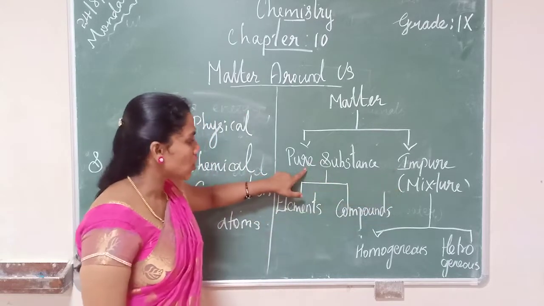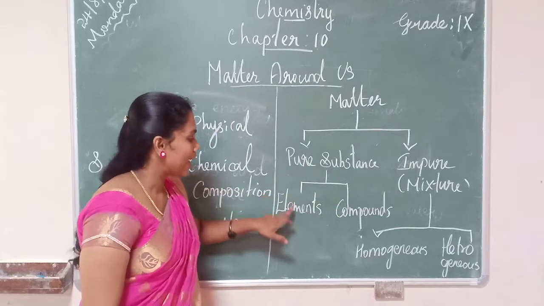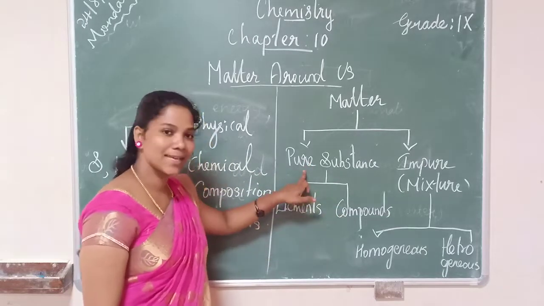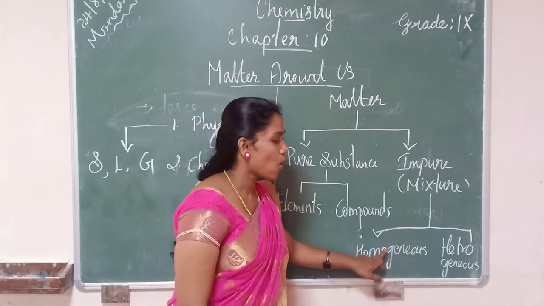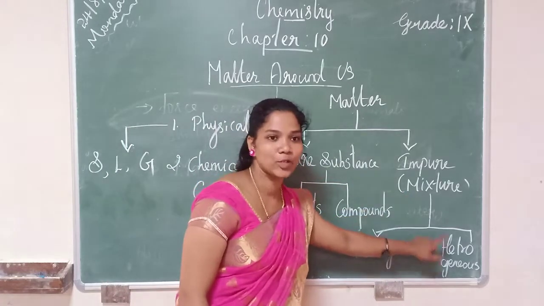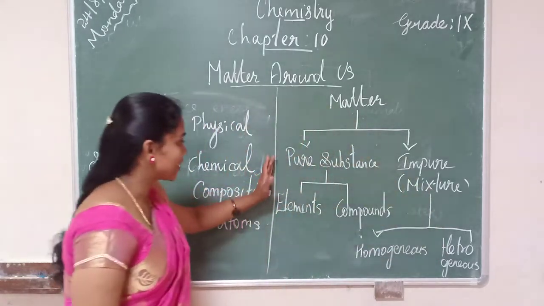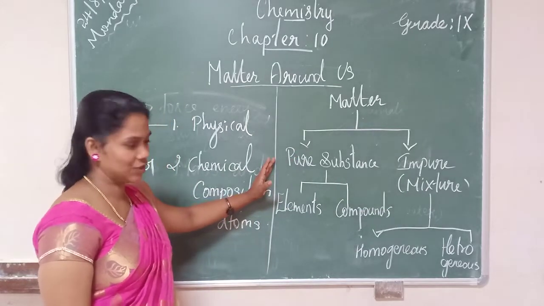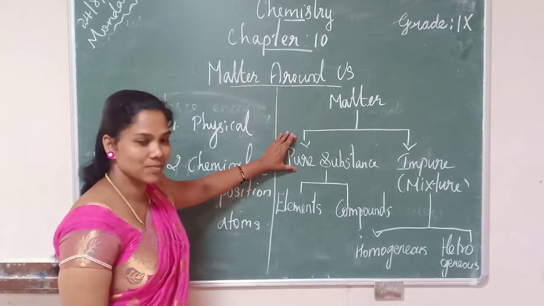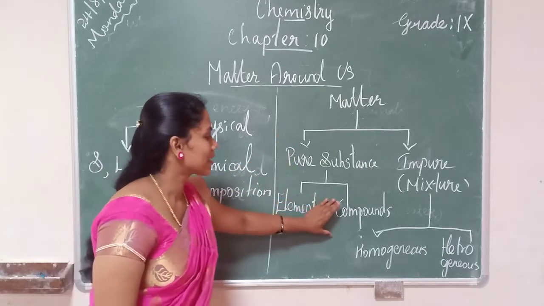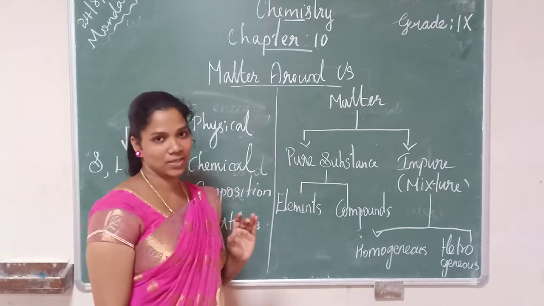Again, the pure substance is classified into two: elements and compounds. Both come under pure substance. Likewise, mixtures are again classified into homogeneous mixture as well as heterogeneous mixture. This is the classification based on chemical composition. Now we can learn the first one. What is that? Pure substance, and what are the classifications under pure substance. Okay.